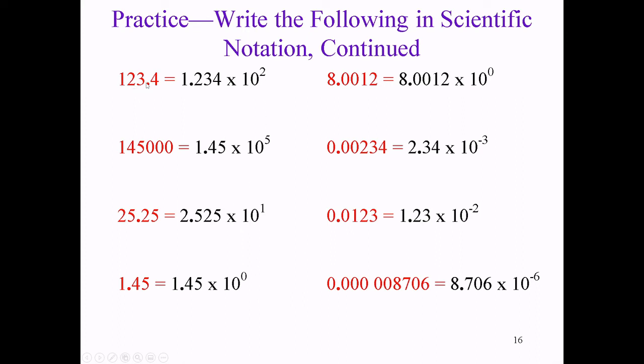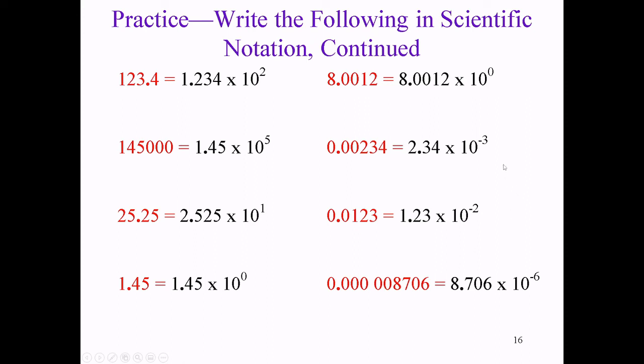For instance, this first one, we would have moved this over 1, 2 places, written out that decimal, and then put 10 to the 2 on it because, again, this is a larger number. Here we can see again that we do not include the zeros at the end when we're writing out our scientific notation.